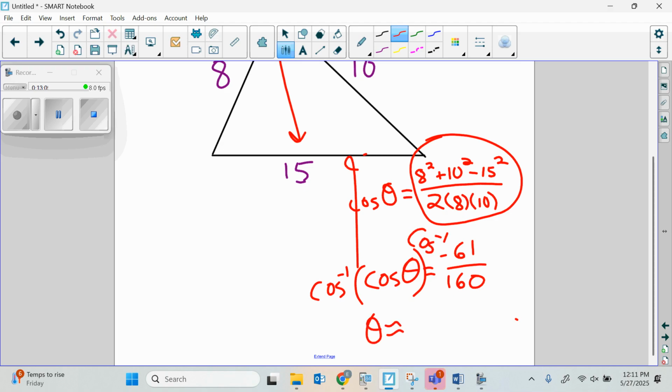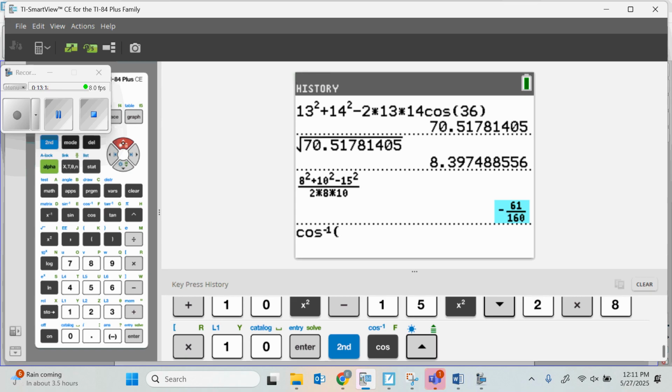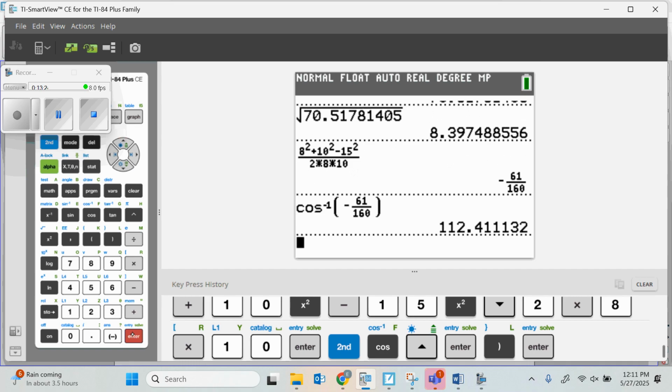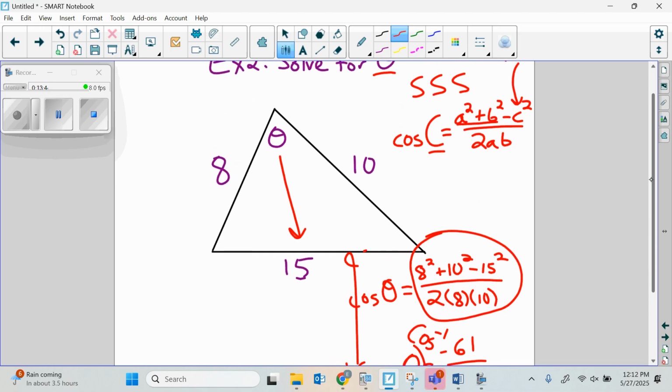So my last answer here, to get my final answer, I have to do the inverse cosine, second cos, cos negative 1, of that answer that I got. And then I get an angle of 112.411 degrees. So that angle happens to be obtuse. It should be the biggest angle in the triangle because theta was opposite from 15, which is the biggest side in the triangle. Okay. All right, for example 3.